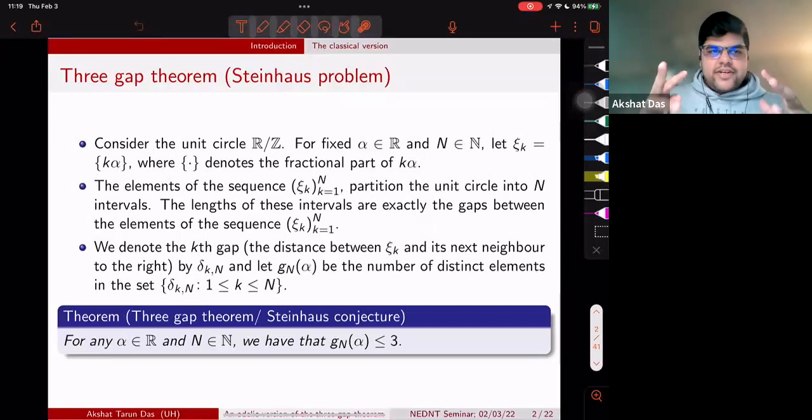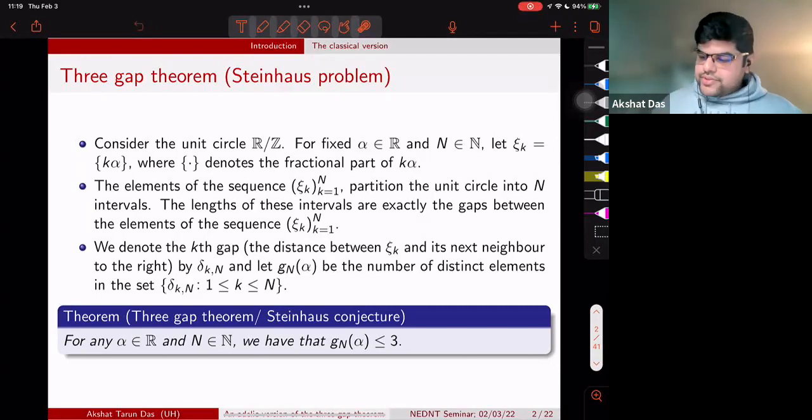So let's consider the unit circle R mod Z and take a fixed real number alpha of your choice and a natural number capital N. And then we construct a sequence of the fractional parts of K alpha, where K is going to run from 1 till capital N. And we denote this by xi k. And then what we do is we plot all these xi k's on the unit circle. So once we plot all of them, what this does is that it divides the unit circle into component arcs. And the length of each of these arcs represents a particular gap length.